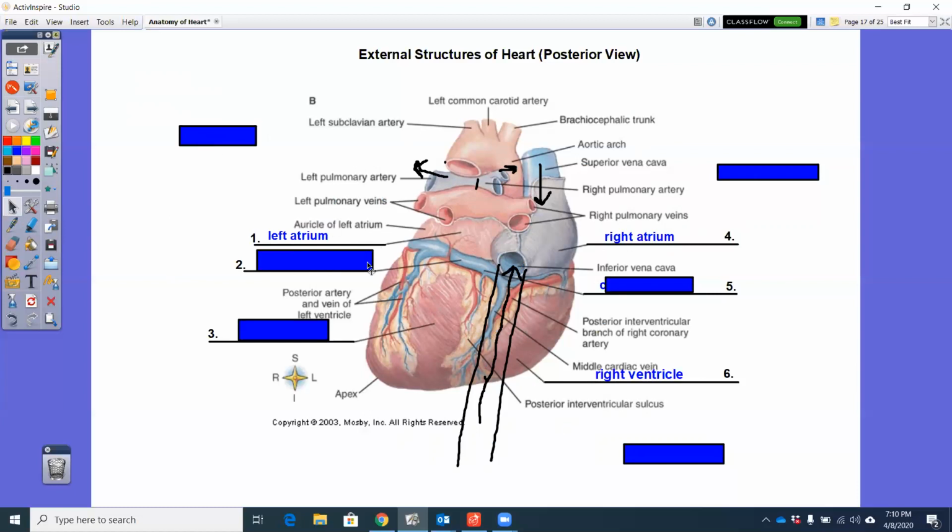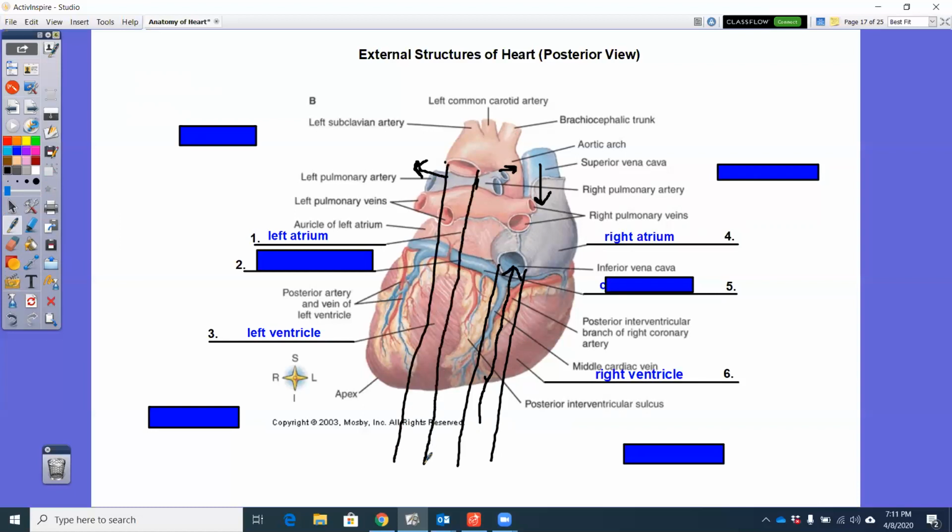Okay, left atrium then goes to the left ventricle. From the left ventricle, we're going to squeeze into the aorta. You can see the posterior side of the aortic arch right here, and then the descending aorta is going to go down the back side of the heart. Okay, now that aorta is an artery. It is carrying blood away from the heart. It is carrying oxygenated blood away from the heart.